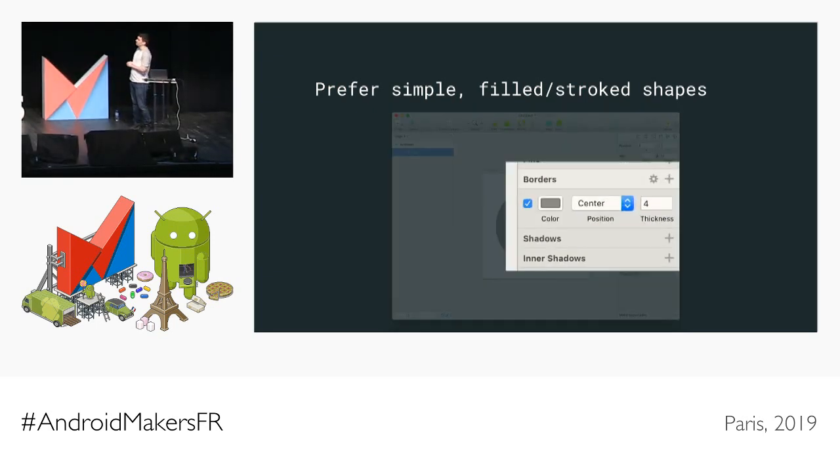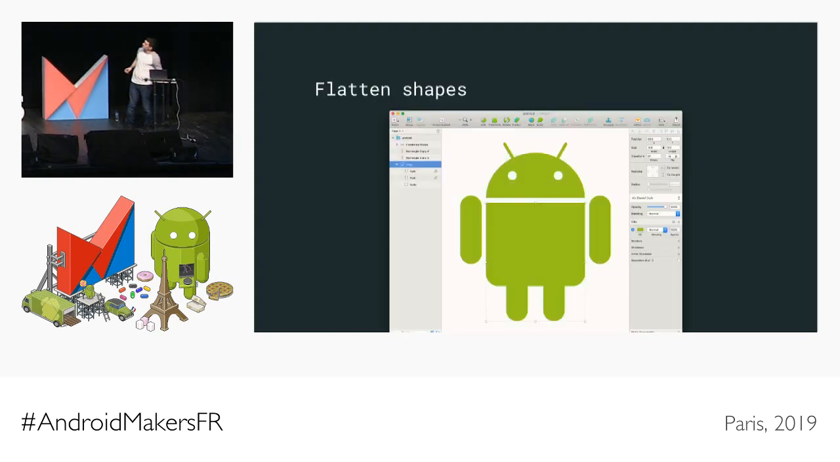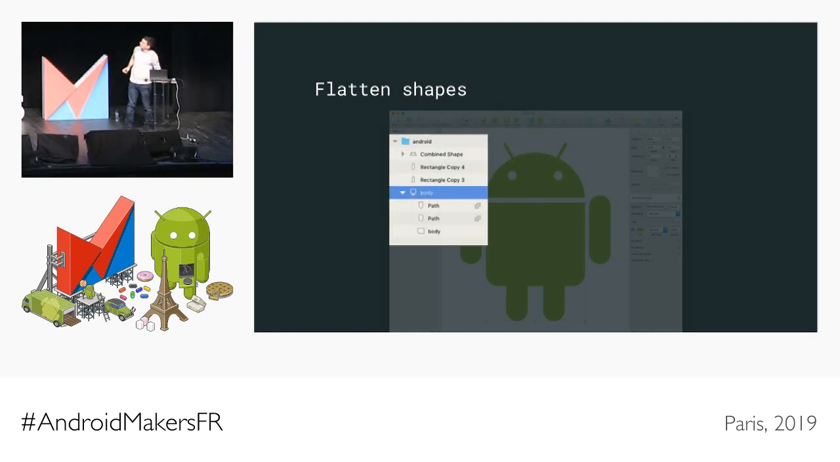So another tip is to flatten your shapes. At the top, you can see this little flatten button. This Android is drawn using multiple shapes, and what I can do is select this body thing and flatten it, and boom, I've just reduced the amount of paths in my SVG by 3.